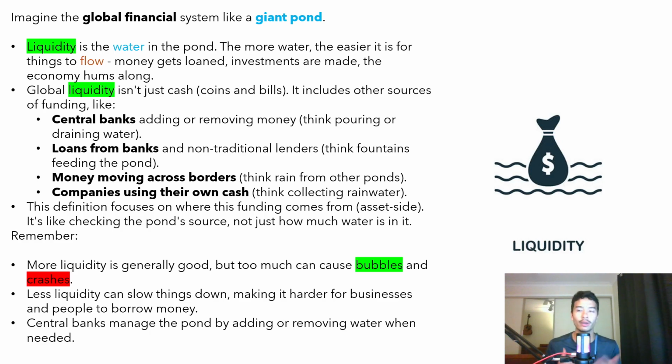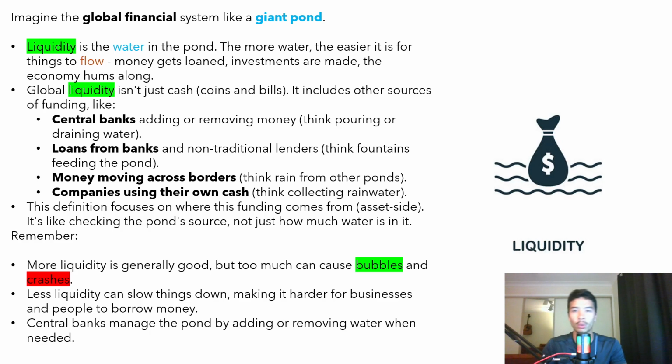There's going to be a lot of analogies in this video and ideas that you can visualize so you can understand this. The liquidity is the water in the pond. The more water, the easier it is for things to flow. So when things can flow, money gets loaned, investments are made, the economy hums along. So global liquidity isn't just cash, coins, and bills. It includes other sources of funding, like central banks adding or removing money.